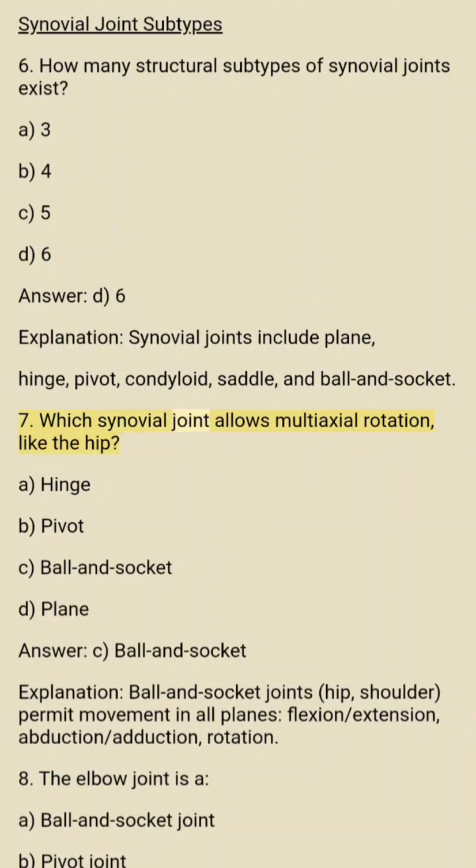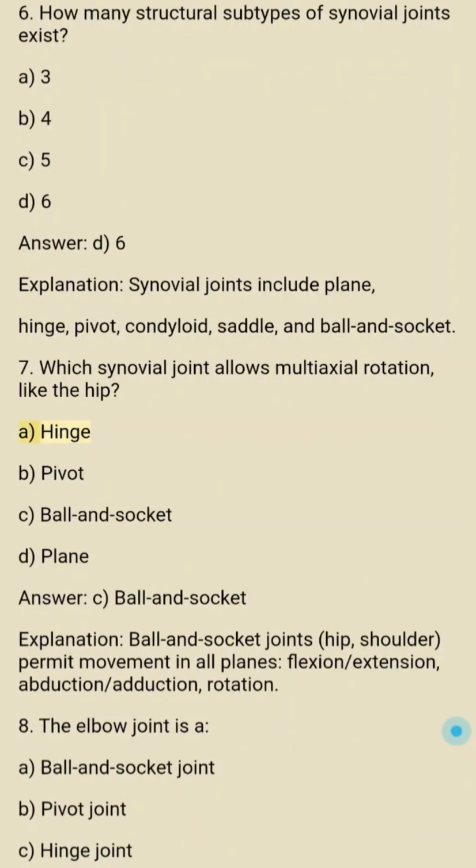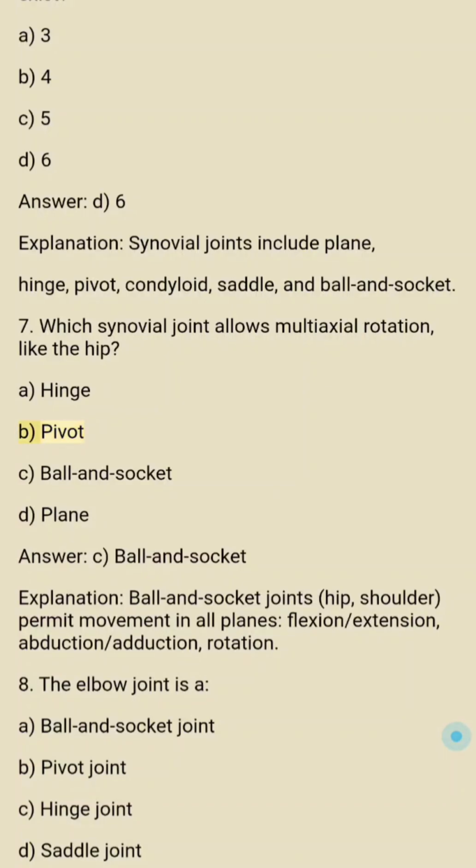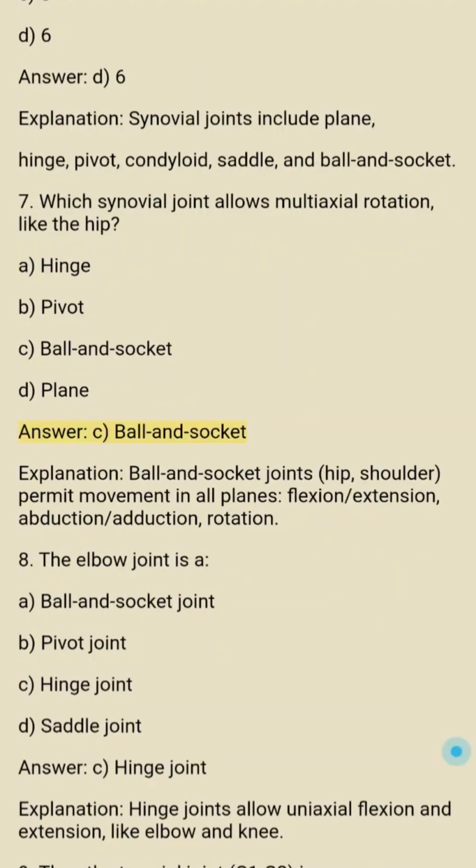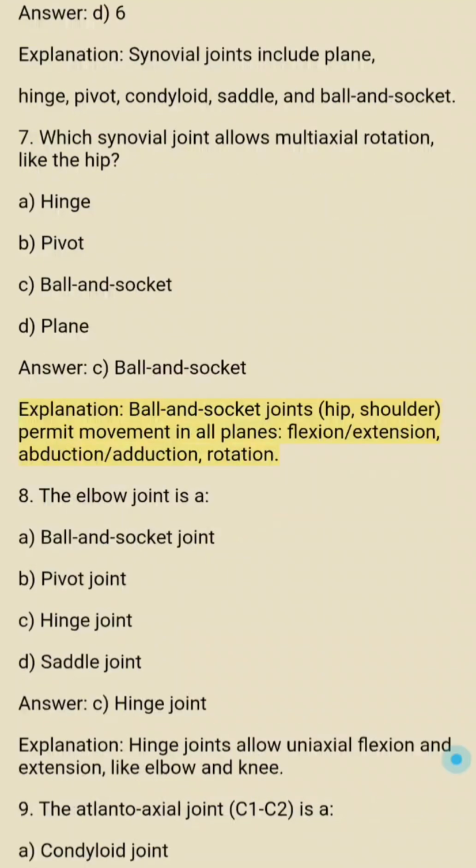7. Which synovial joint allows multiaxial rotation, like the hip? A. Hinge. B. Pivot. C. Ball and socket. D. Plane. Answer. C. Ball and socket. Explanation. Ball and socket joints, hip, shoulder permit movement in all planes: flexion, extension, abduction, adduction, rotation.